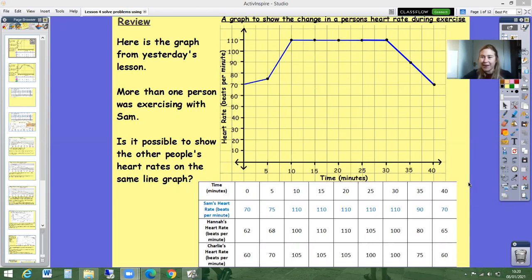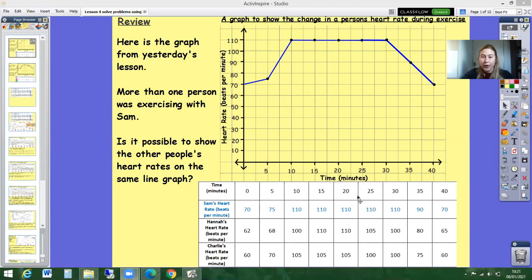Okay, so you might recognise this line graph from yesterday. It's a graph to show Sam's heart rate during exercise, but it does say that more than one person was exercising with Sam. And the question is, is it possible to show the other people's heart rates on the same line graph? So as well as Sam's heart rate in our table now, we've got Hannah's heart rate and we've got Charlie's heart rate.